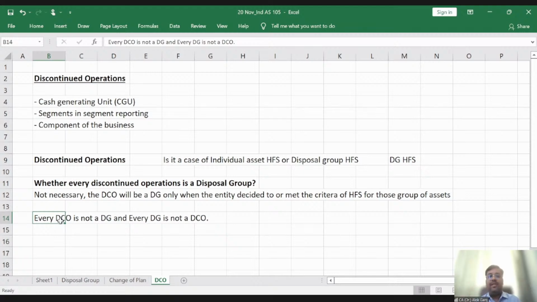Are you getting me, Koshiki? Guys, are you getting me? Have you understood this? Very good. Koshiki, is it clear to you now?